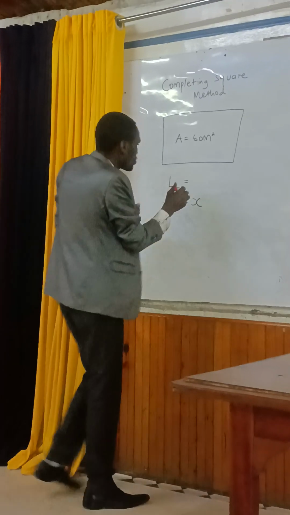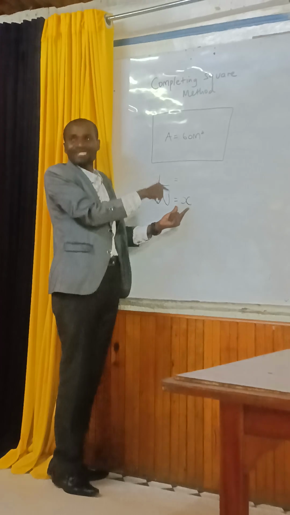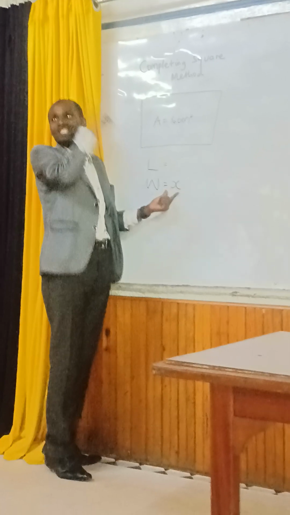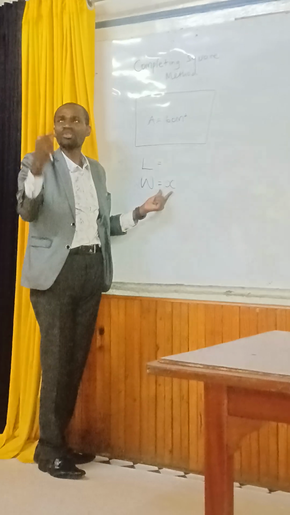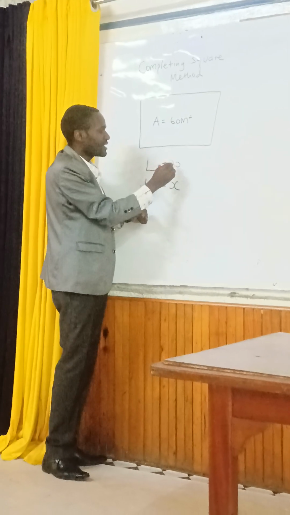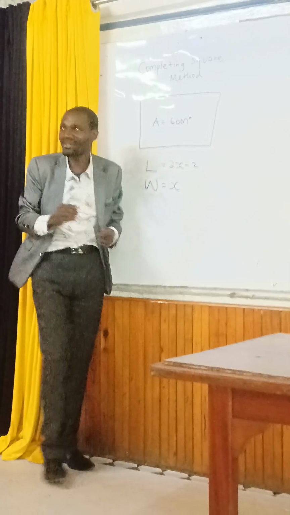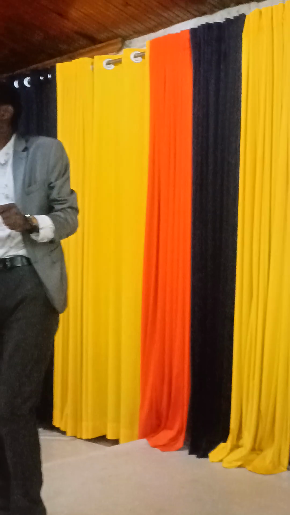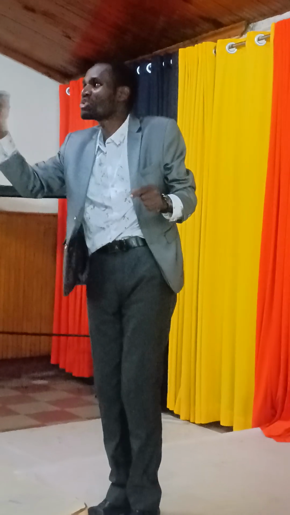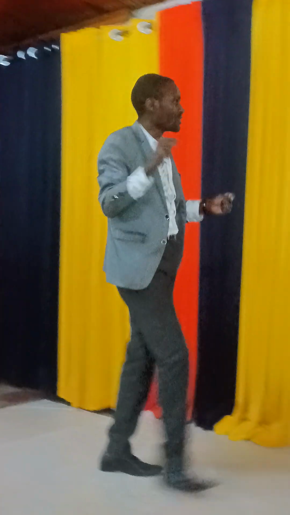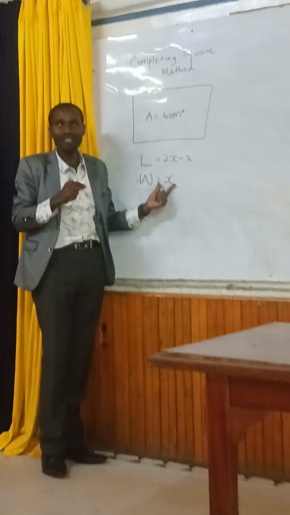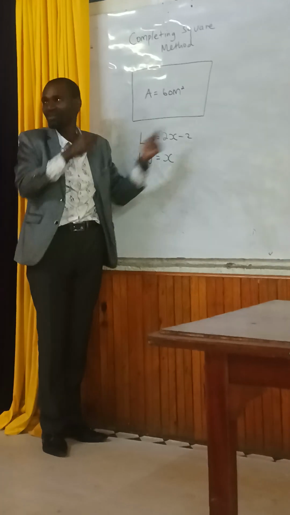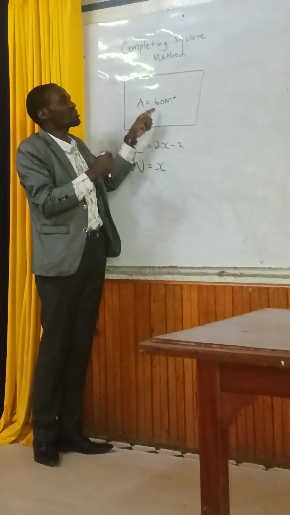2x minus 2. So, we will assume the width is x. But the length is 2 meters less than twice the width. So, twice the width will be 2x. Then 2 meters less. Very easy. So, the length is 2 meters less than twice the width. First, you assume the width is x. Then the length will be twice the width less 2. But now the area is what?